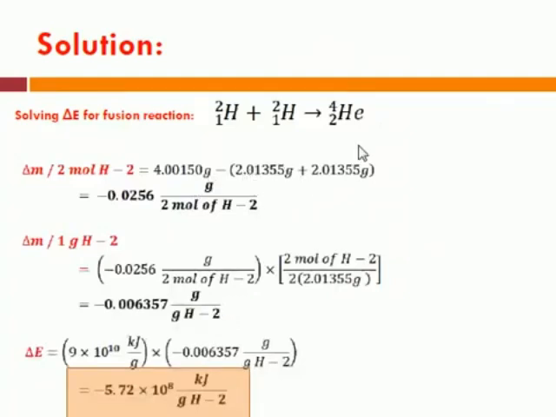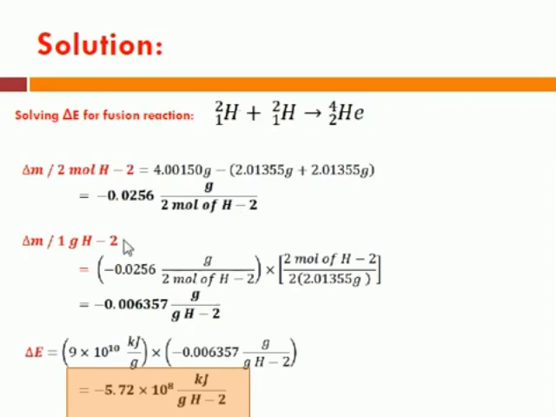So for delta M, that is equal to the nuclear mass of the product minus the nuclear mass of the reactant. For the product side, we have helium-4, that is 4.00150, minus the nuclear masses of hydrogen-2. So the delta M for 2 moles of hydrogen-2 is equal to negative 0.0256 grams per 2 moles of hydrogen-2, because we have 2 hydrogen-2 here.